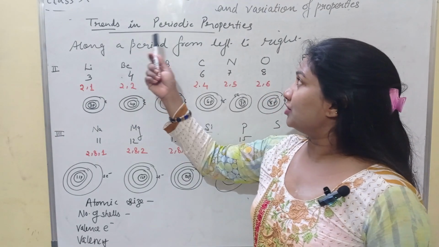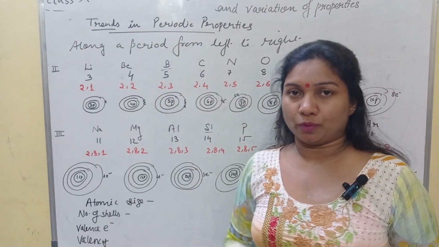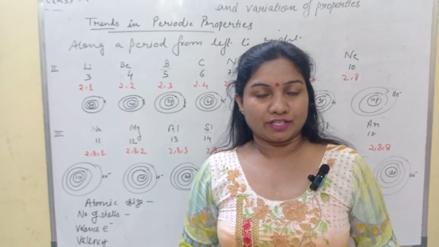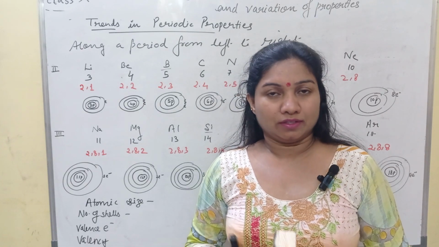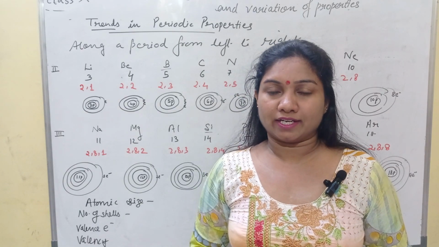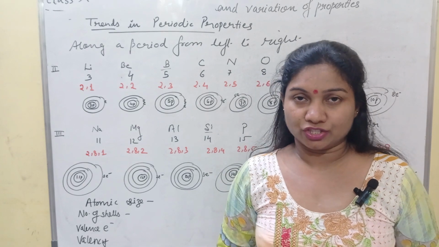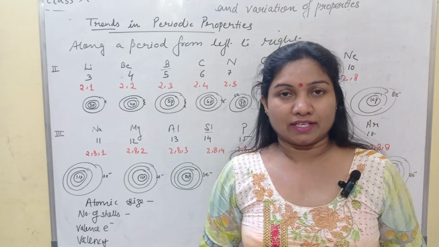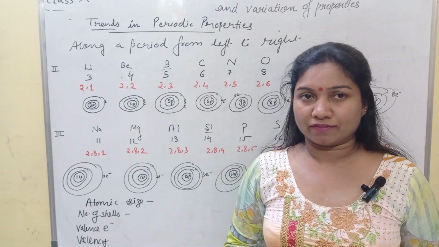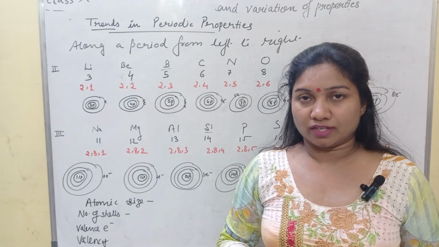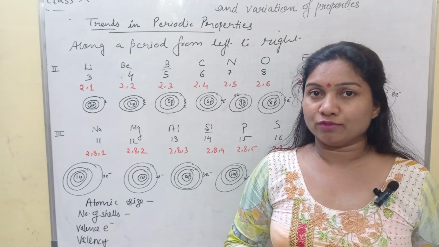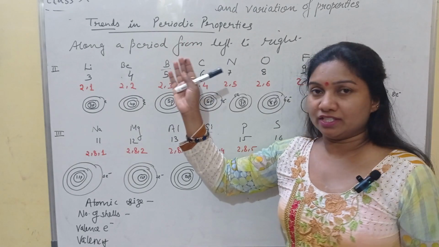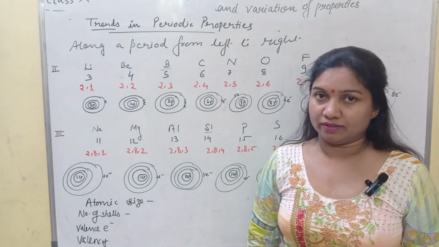Today's topic is variation or trend in periodic properties. In our previous lecture, we have seen all the periodic properties like electron affinity, ionization energy, electronegativity, metallic and non-metallic character, everything we have covered. We have discussed what these properties actually are. Now we have to see how these properties vary in group and period.